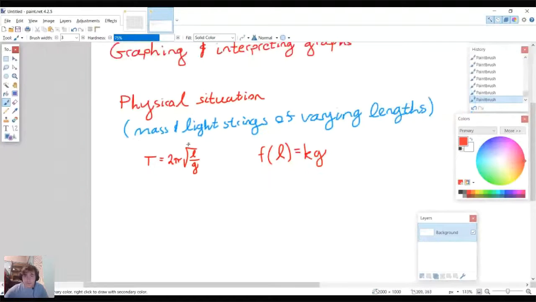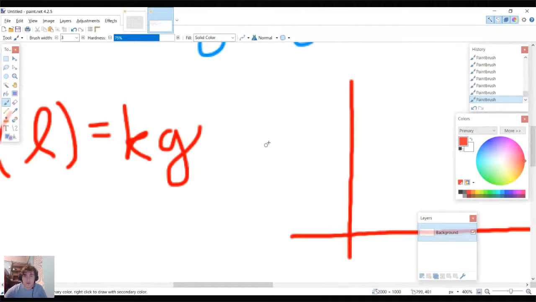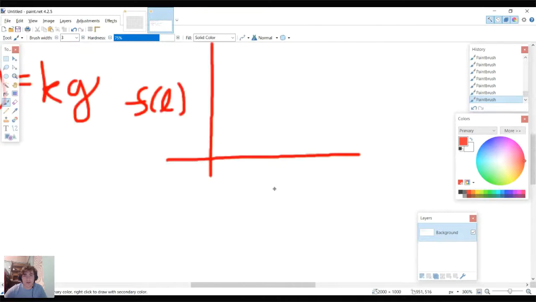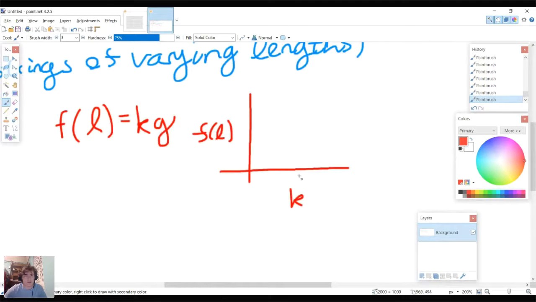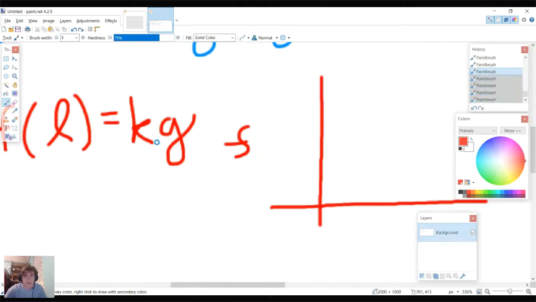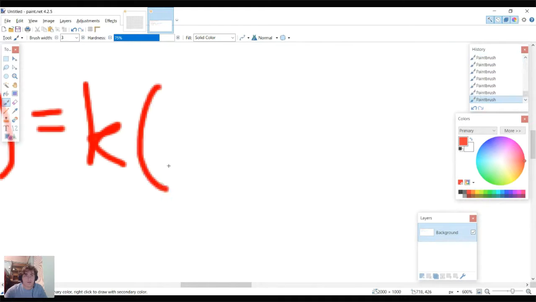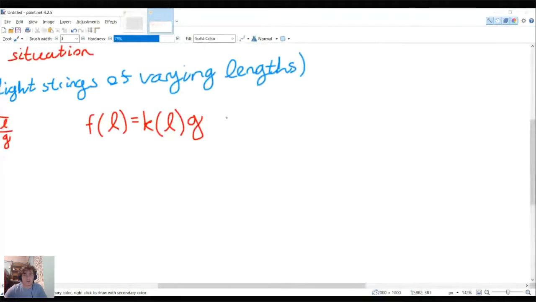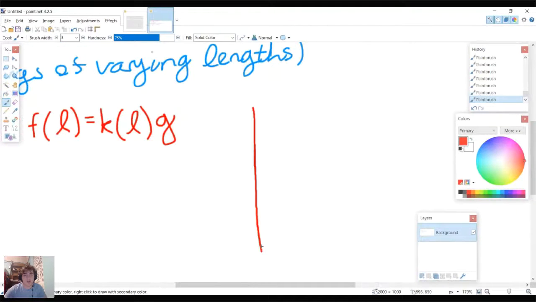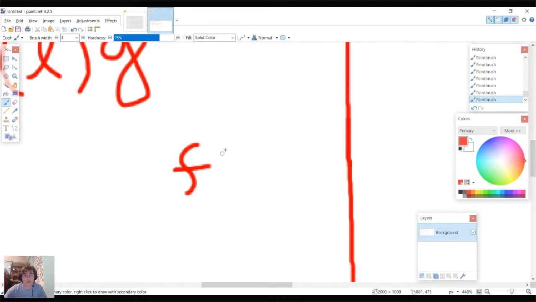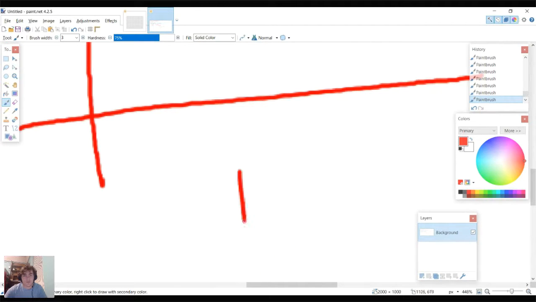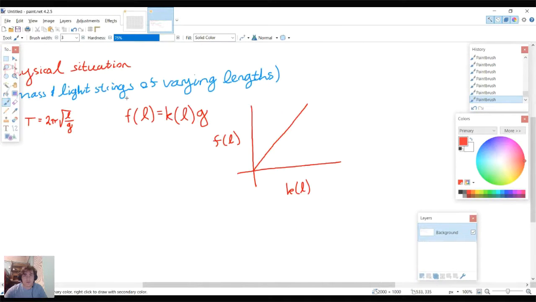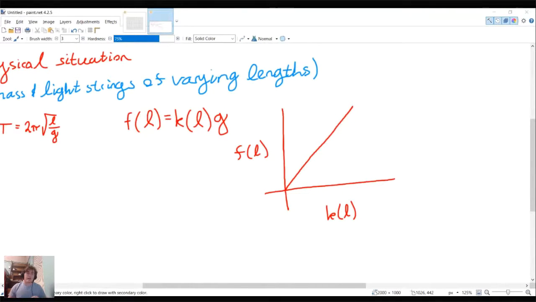This way, if we graph that function, f of L versus that constant k, it's not necessarily constant, it's also a function of L. I should write that. So we have f of L being some function in terms of L times a constant g. If we graph that function of L versus k of L, we get a linear relation, right? That's just y equals mx plus b, where b is 0 and the m is the g.